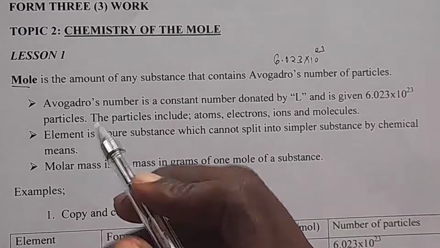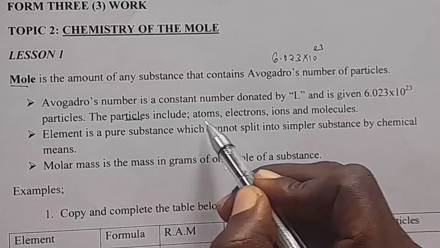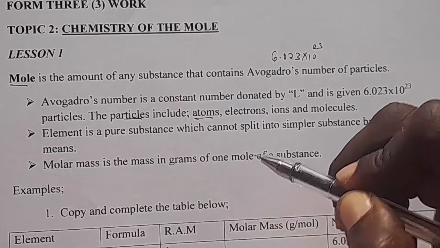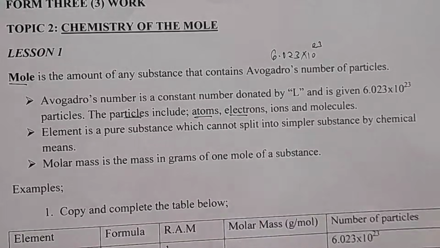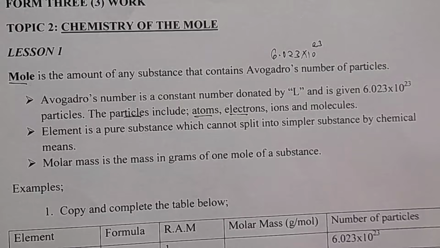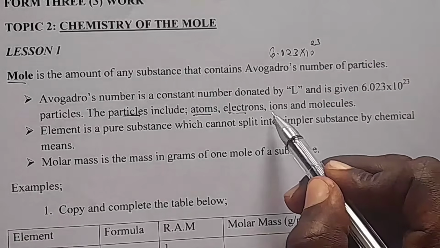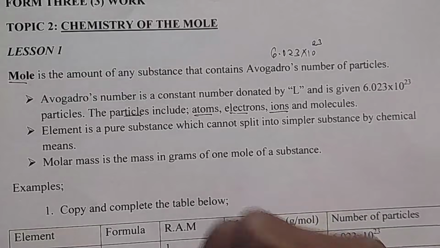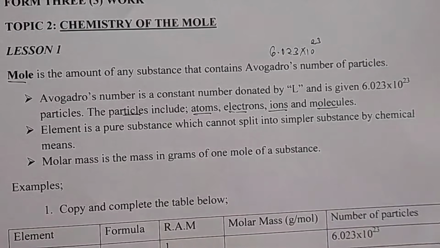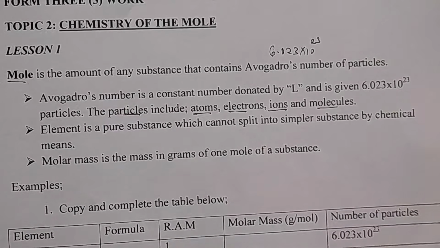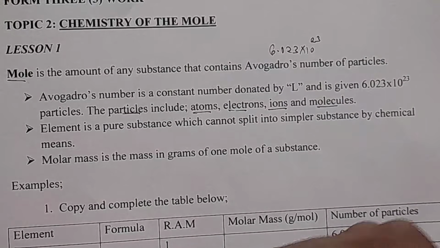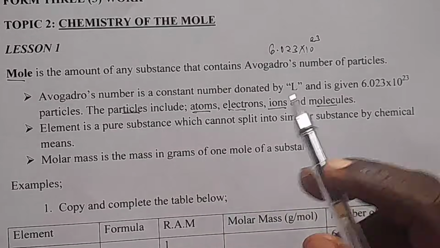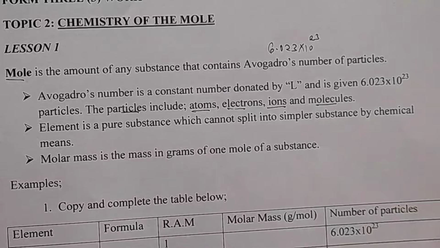The particles include atoms, because remember we said in Form 2 that an atom is the smallest particle of an element. We also have the electron, which is a negatively charged particle. Then we have ions; an ion is a charged particle that is formed. Then we have a molecule, which is the smallest particle of an element or a compound which can exist separately on its own. All these that you have seen are just particles.